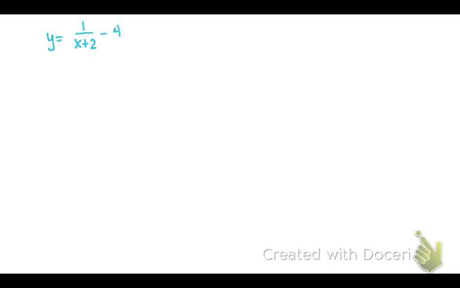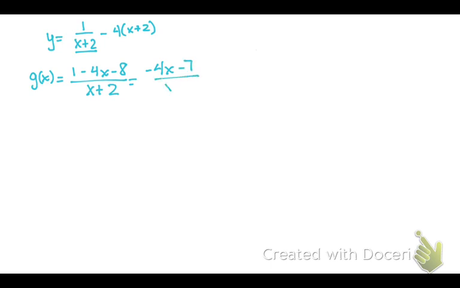Okay. So I have to get a common denominator, yes? So my common denominator is going to be the x plus 2. So that means I have to multiply 4 by what? x plus 2. So I have g of x equals 1 minus 4x minus 8 over x plus 2. So negative 4x minus 7 over x plus 2.